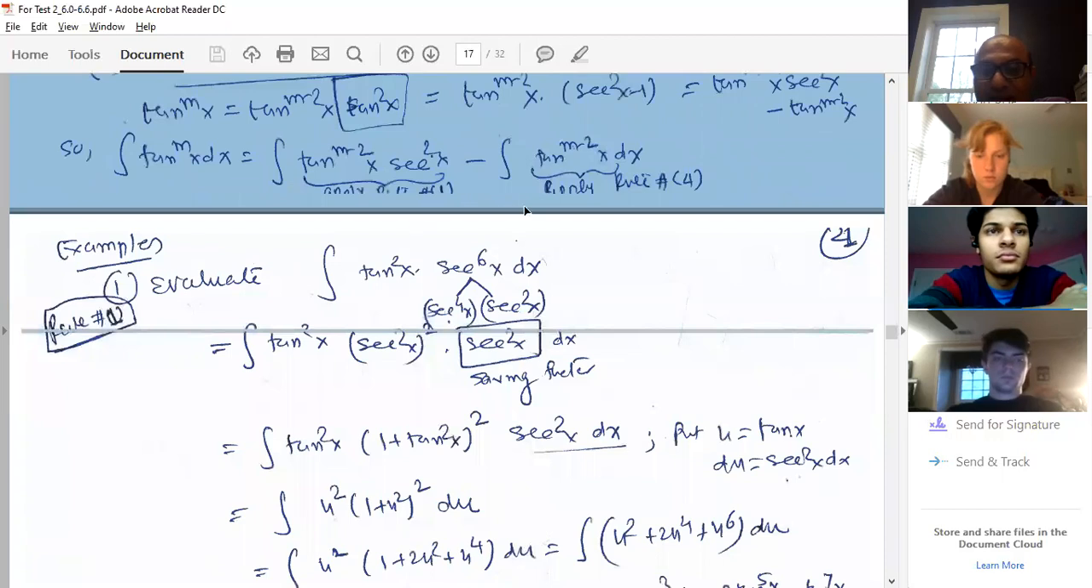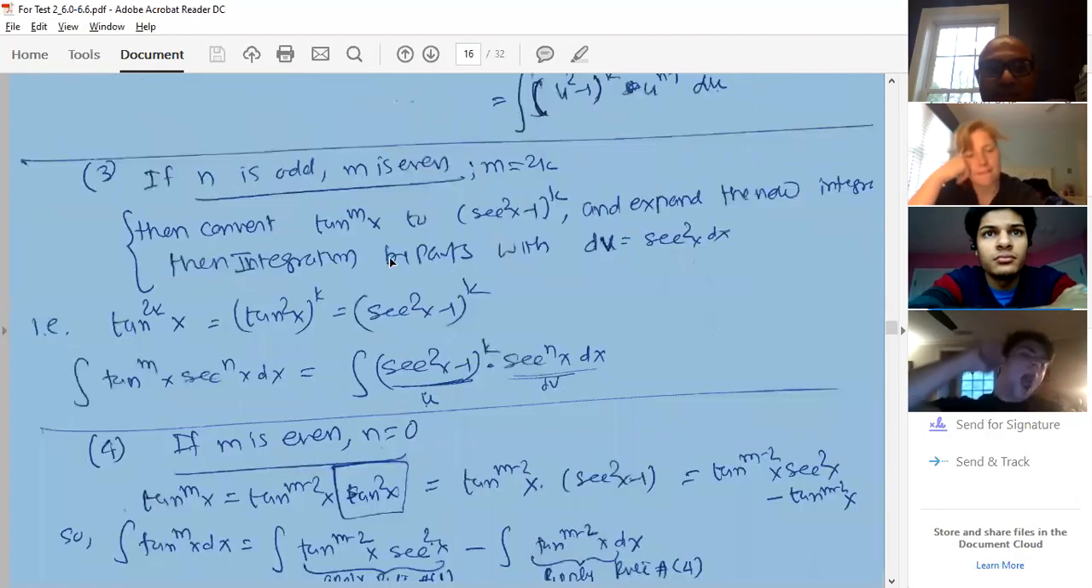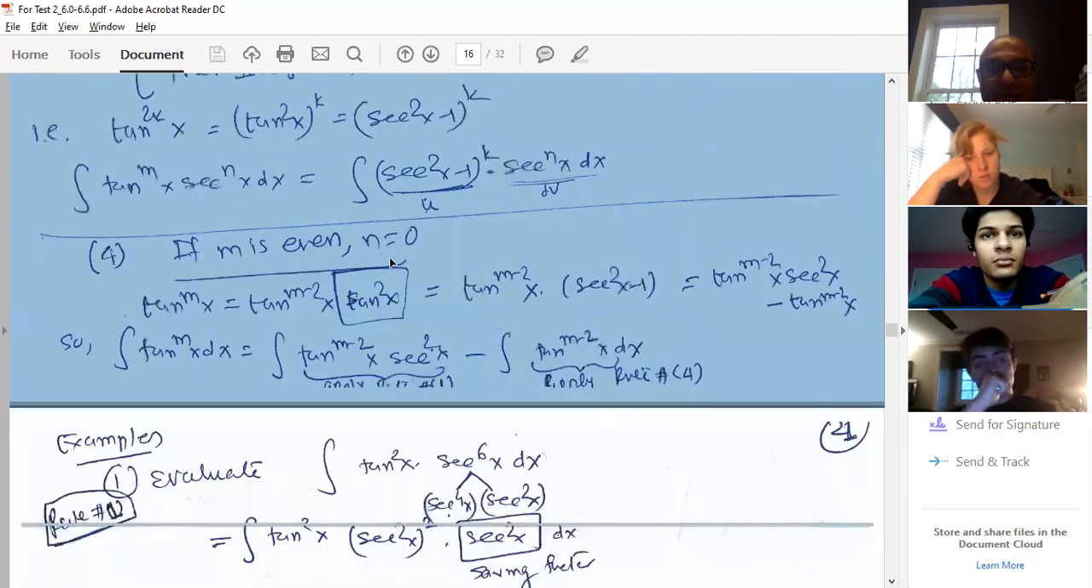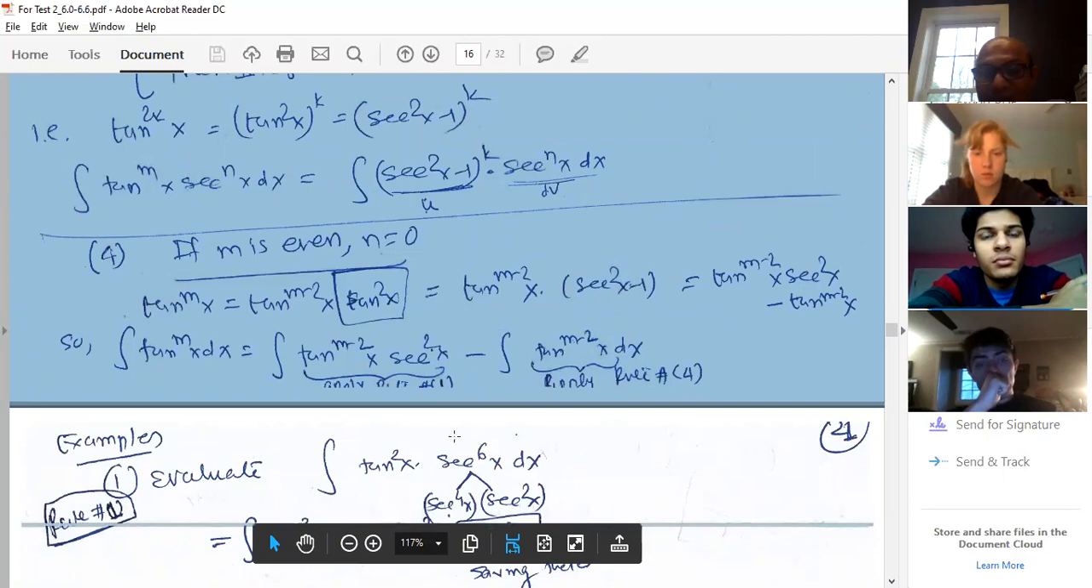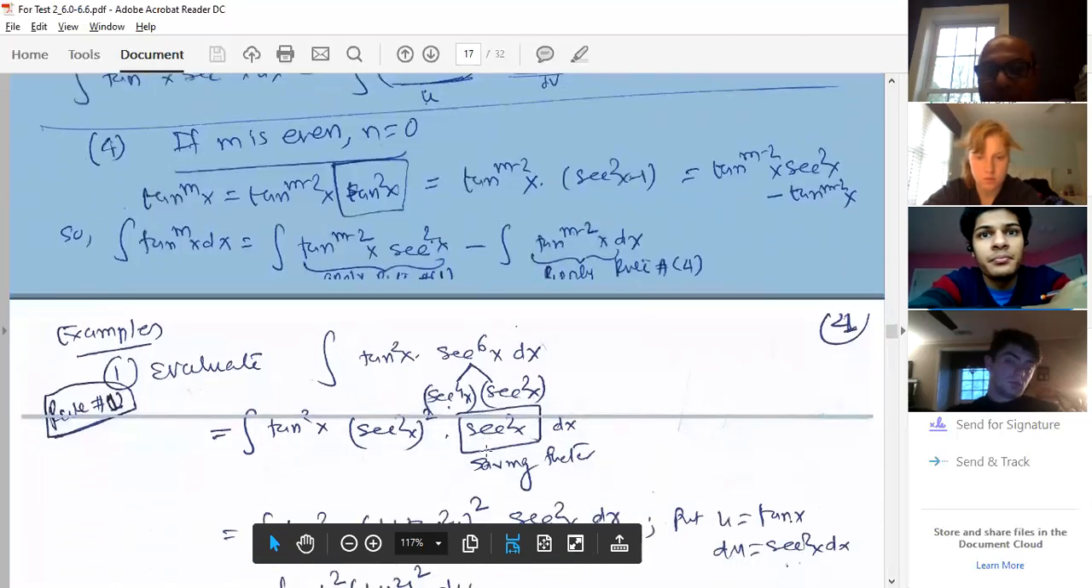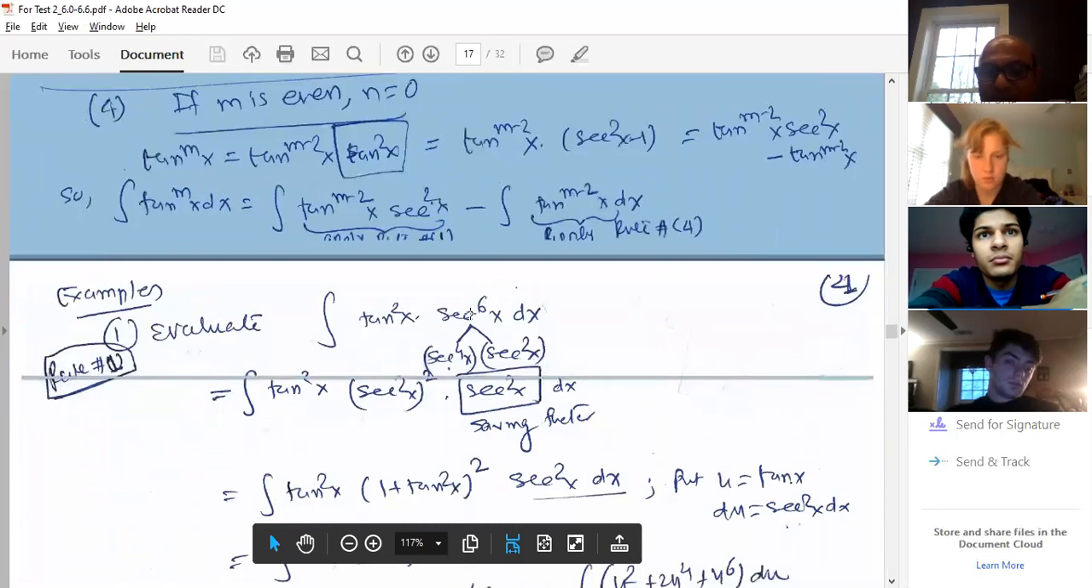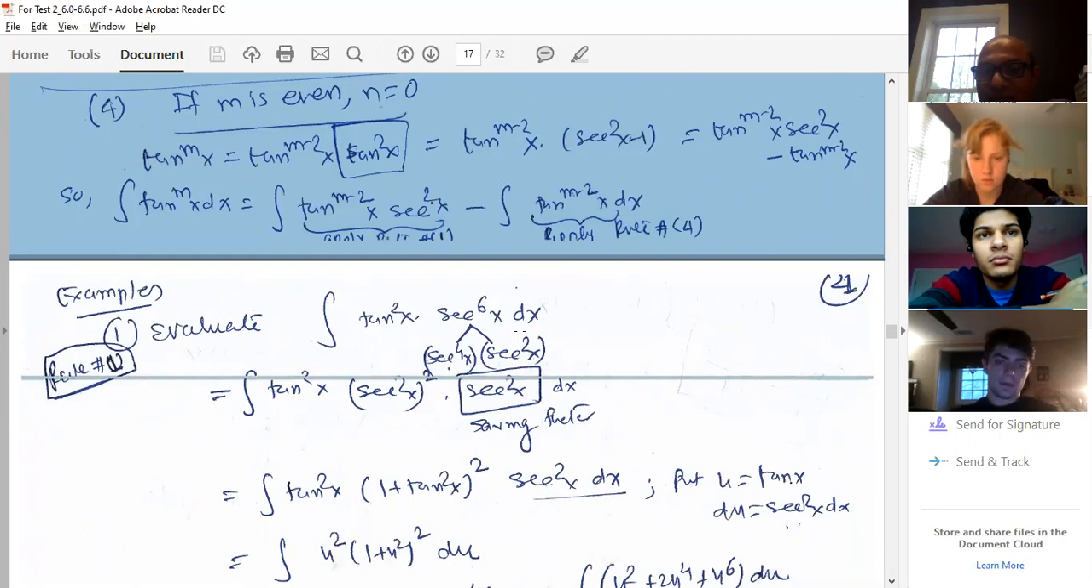So rule 1 says that when secant to the power n is even, and m is even. Here m is even and n is odd, in that case you can go for the third rule. But here it says that n particularly is even. So let's stay with the first rule. The first rule says n is even, meaning 2k, then the saving factor is secant square x. So I can save it directly like this: secant to the power 4 x, and secant square x is separate.